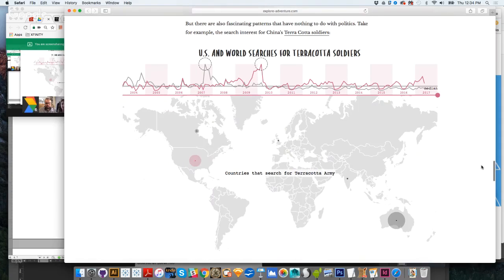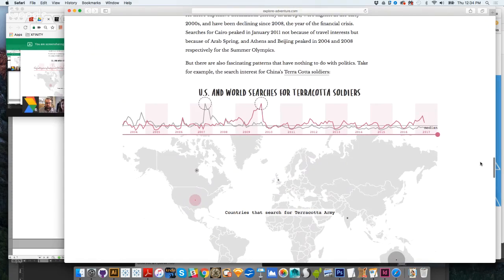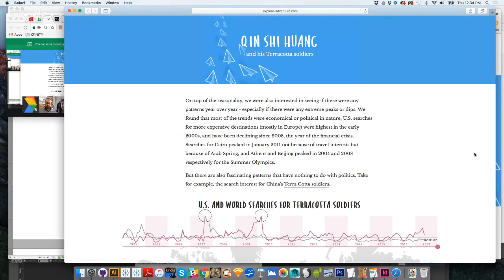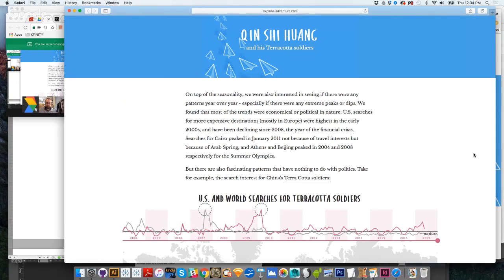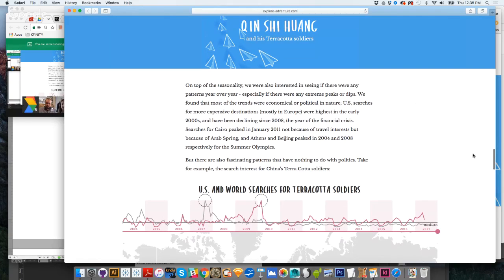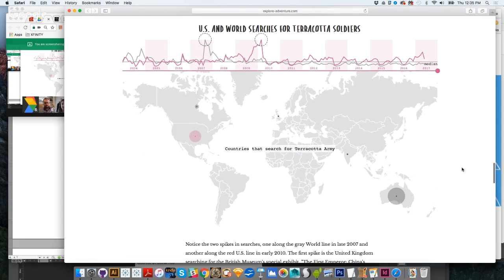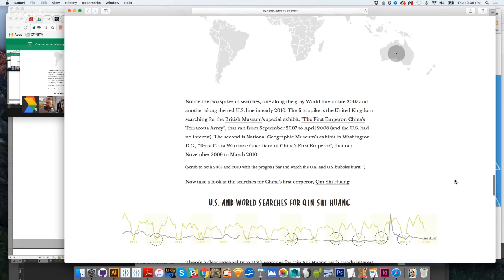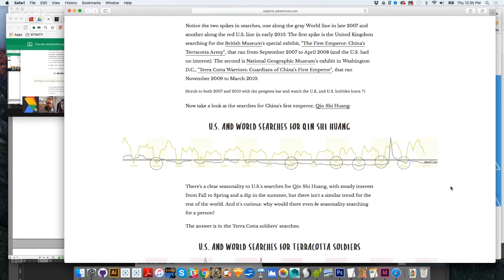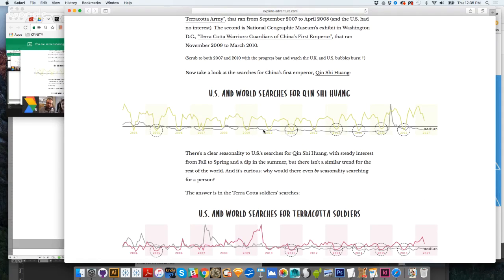But this one I thought was a super fascinating trend. Qin Shi Huang is the first emperor of China. When I was looking through this, I realized that there was a seasonal spike in, I think, the spring and fall, and then there's a dip in the summertime. I was completely confused because why should there be seasonality for a person? This one shows the dips in the summer and the peaks in the spring, the winter and the fall. And this is just the US searches, which has that very obvious seasonality.